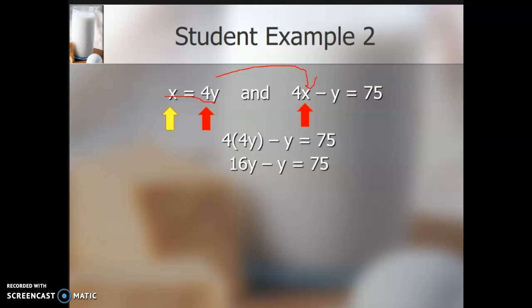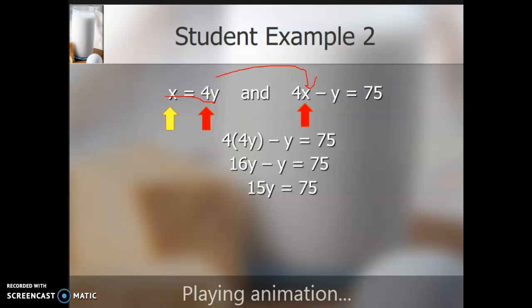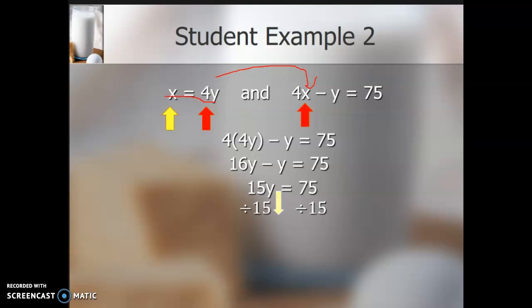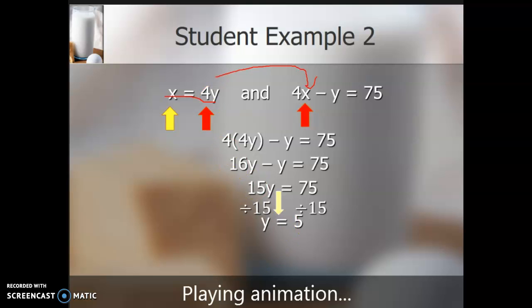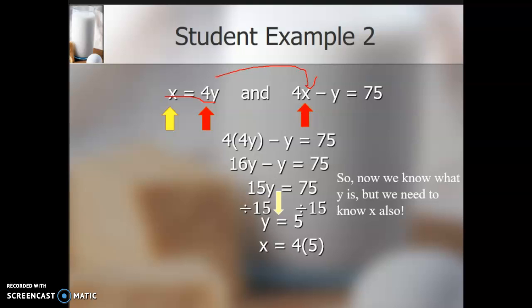Distribute the 4 to the 4y, combine your like terms, do your inverse operations, and get your y value. Now, if we know that y is 5, we can replace it in either equation. It's going to be easier to put it into the smaller one. So x equals 4 times 5, or x equals 20. And there's your solution in student example number 2.